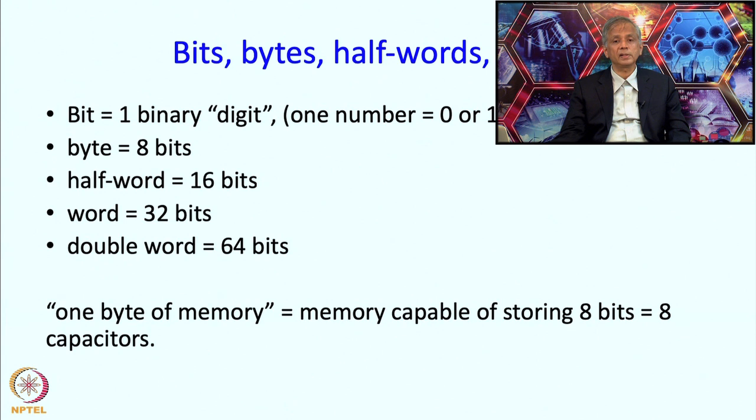Of course, there are ways of representing or remembering numbers without capacitors, in which case it will mean some other kind of devices, maybe 8 other kinds of devices. But it is safe to think of memory as being capacitors for the most part. Okay, how do you represent real numbers? Because after all, we need to deal with real numbers. Temperatures, humidity, all these things are real numbers, not integers.